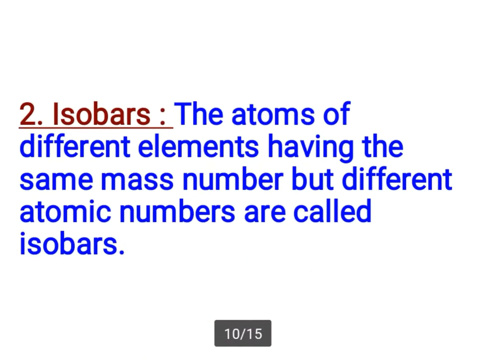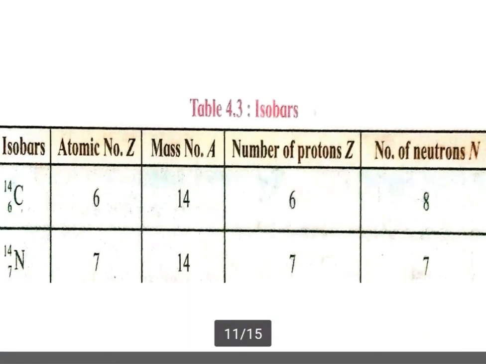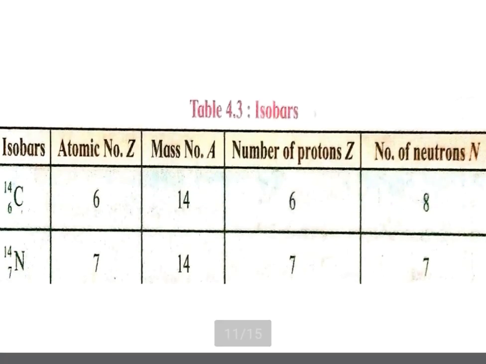Next term is isobars. The atoms of different elements having the same mass number but different atomic numbers are called isobars. This is exactly opposite to the isotope term. Example of isobars is shown in this table. See, in the table carbon 14 and nitrogen 14 are isobars of each other, that is both have same mass number, that is 14, but different atomic number, that is 6 and 7 respectively.